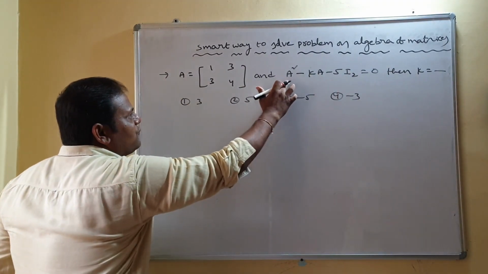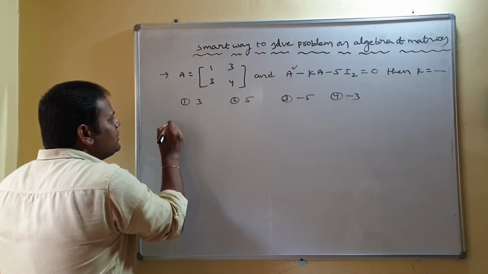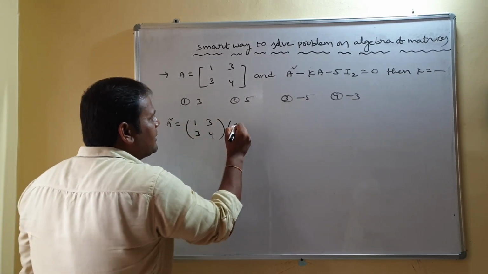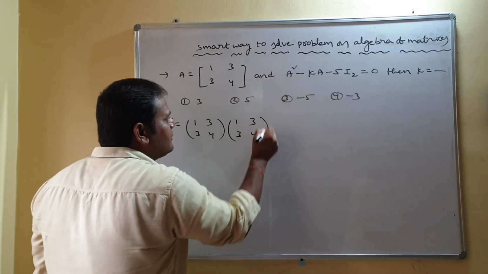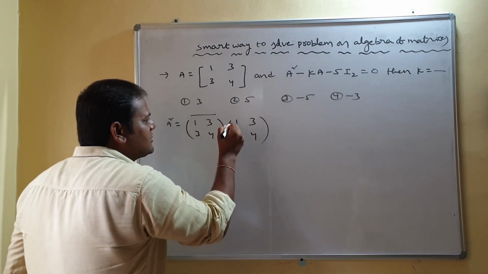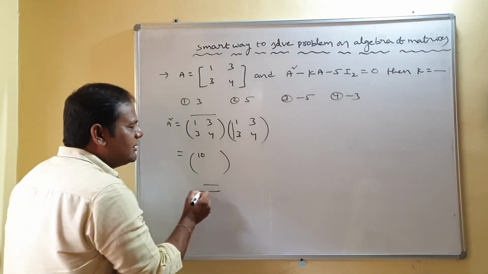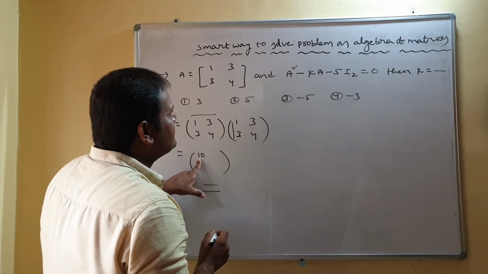So what is the first element in A square? In A square, I don't want the complete matrix, I want only the first element. To get the first element in the product, you multiply the first row with the first column. So what do you get? 1 plus 9, it will be 10. Leave it. So in A square, the first element is 10.